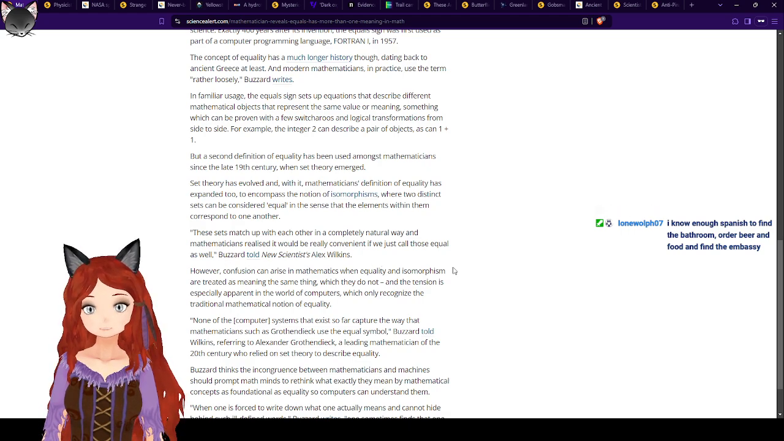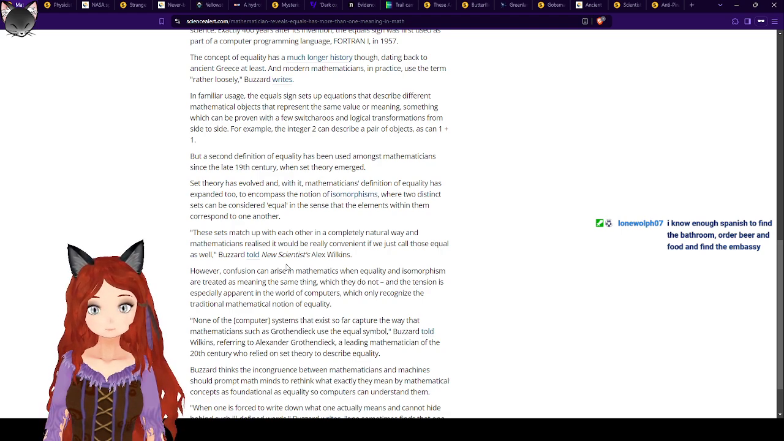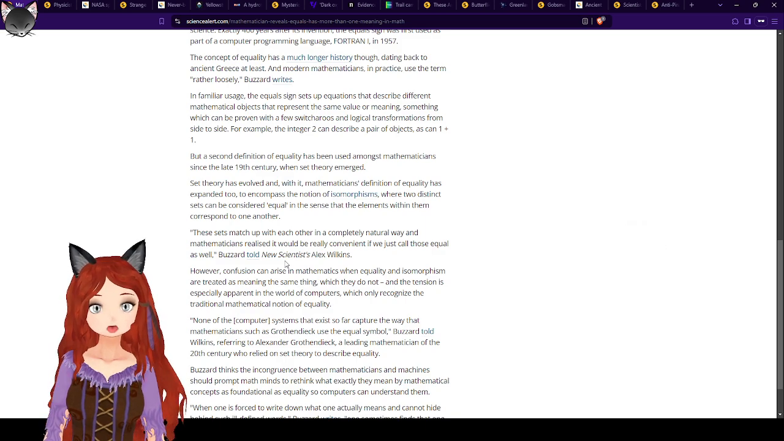However, confusion can arise in mathematics when equality and isomorphism are treated as meaning the same thing, which they do not, and the tension is especially apparent in the world of computers, which only recognize the traditional mathematical notion of equality. None of the computer systems that exist so far capture the way that mathematicians such as Grothendieck used the equal sign. Referring to Alexander Grothendieck, a leading mathematician of the 20th century, who relied on set theory to describe equality.